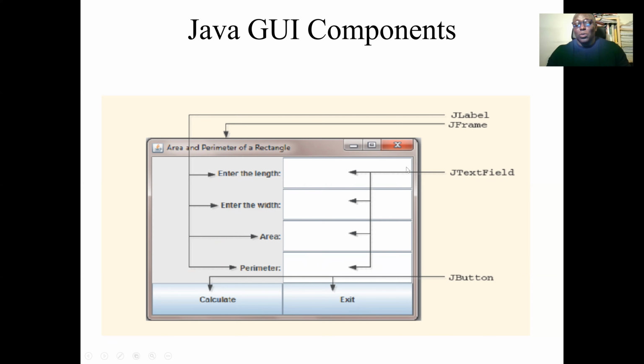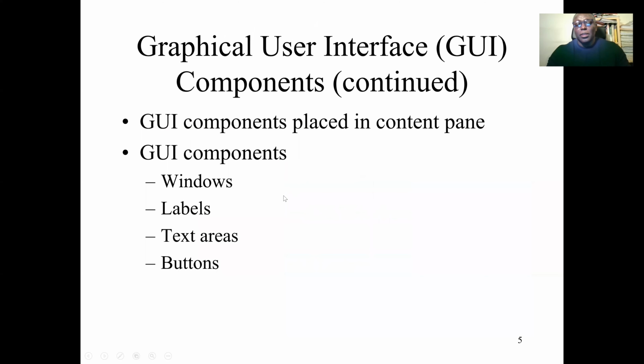Now, before we start, as we mentioned in the first lectures, we always have to create our frame using the JFrame, then the pane or the window where the GUI elements will go in. So graphical user interface components can be placed in the content pane. First, we create our frame, then we have our content pane, then we can add our items in. So GUI components again can be the windows, the labels, text areas or text fields, the buttons, radio buttons.